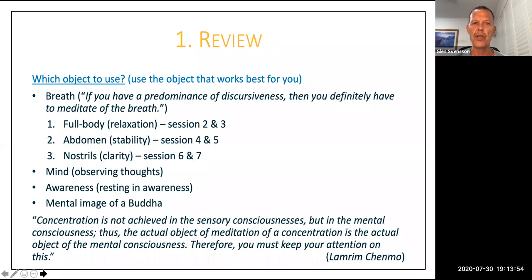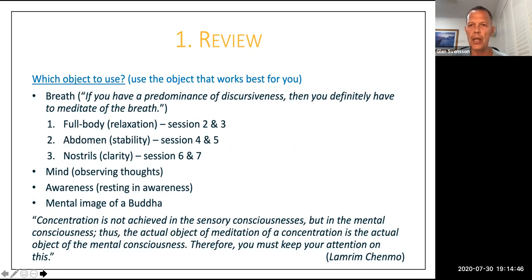And then for the objects, we saw what object should we use in this practice? The general recommendation is to use the object that works best for you. We're using the breath because for many of us in the modern world, we have a highly discursive mind, and the great Indian masters of the past, and Tsongkhapa as well, recommended that we meditate on the breath. So we're looking at that in this program, with these 3 variations: the full body, which is good for relaxation; the abdomen, good for stability; and starting in this session, focusing at the nostrils, very good for improving clarity of attention. But Alan Wallace also mentioned 2 other objects particularly suitable and relevant for us in the modern world, that is observing the thoughts or observing our mind, and resting in awareness.